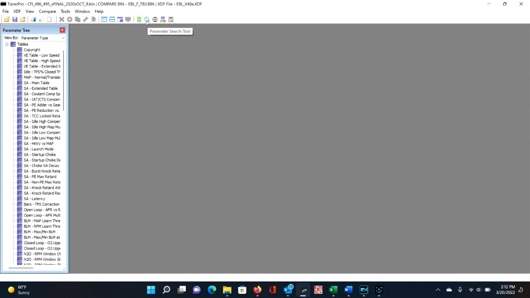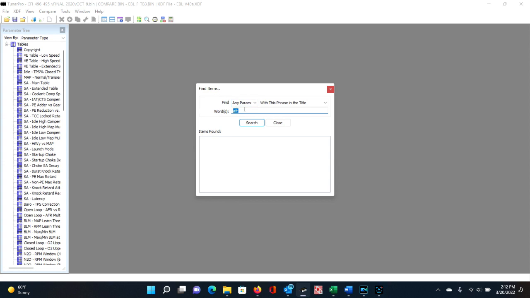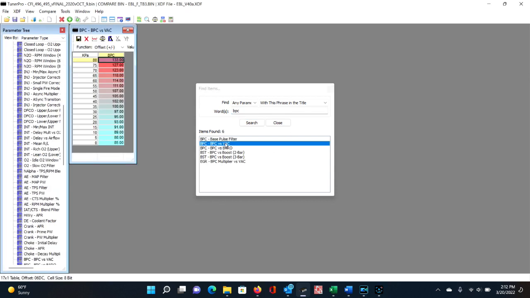So I'm actually in my bin calibration file in TunerPro, and I'm going to pull up the particular table for BPC, which is base pulse constant. And what we're looking at here is BPC versus VAC. So let's go ahead and talk about this for a second. BPC versus VAC: what this essentially is, is the computer's baseline understanding relative to pulse width and fuel pressure.